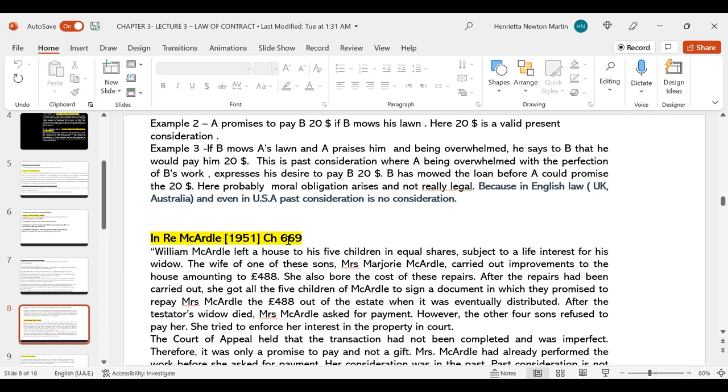Now I want you to understand, there's a spelling mistake there, loan. It's not loan, it's lawn, L-A-W-N.